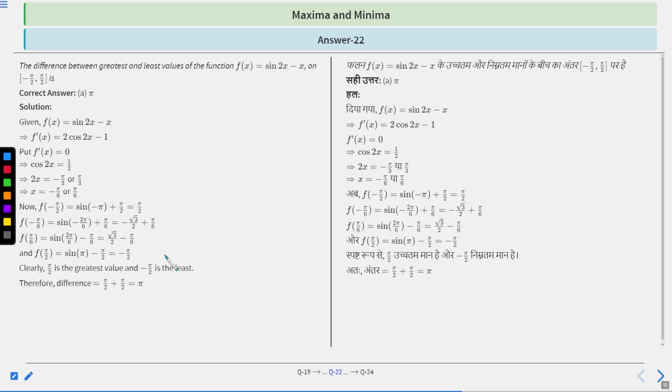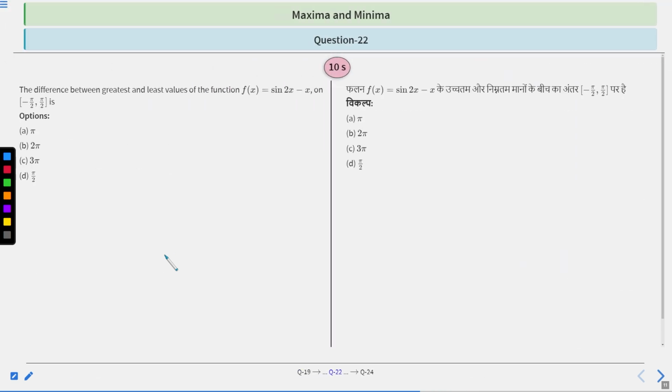Therefore, the difference between greatest value and least value is pi by 2 plus pi by 2, which is equal to pi, right? So option A is the right choice, pi. Got it?